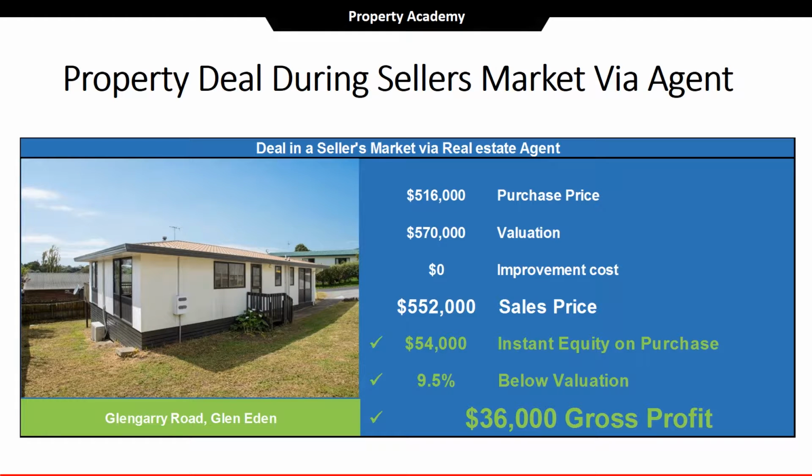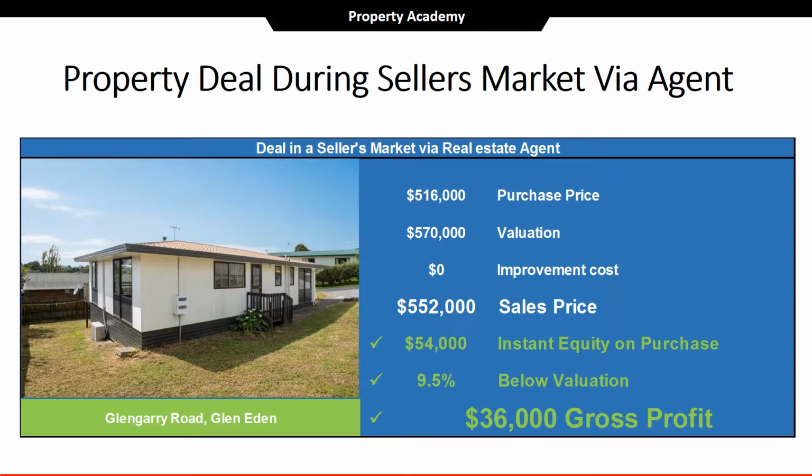So the first example we're going to go over, guys, is a property deal that I traded in a seller's market. And if you remember, a seller's market is when there's a lot more buyer's demand and not enough stock to go around, or that's how it appears in a seller's market. So this property is a deal that I traded on Glengarry Road in Glen Eden, and I basically on-sold the property. I didn't actually end up settling the property in my own name.